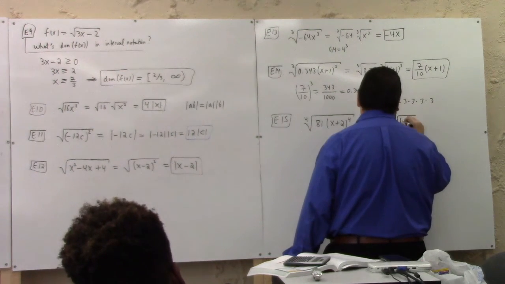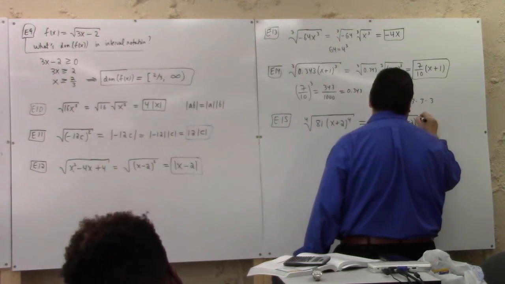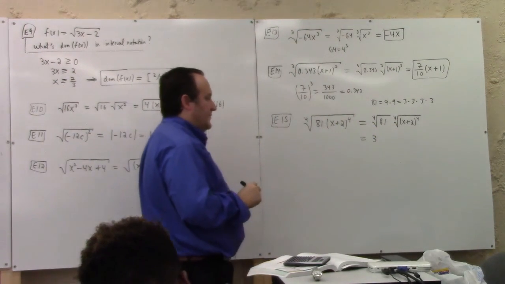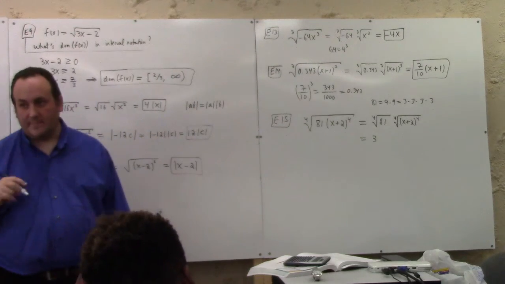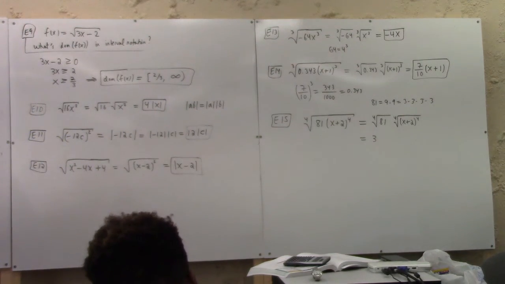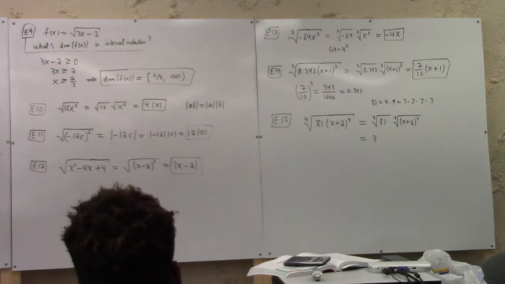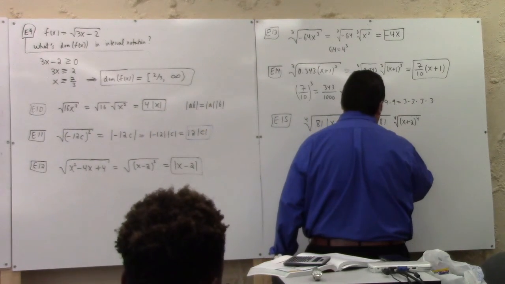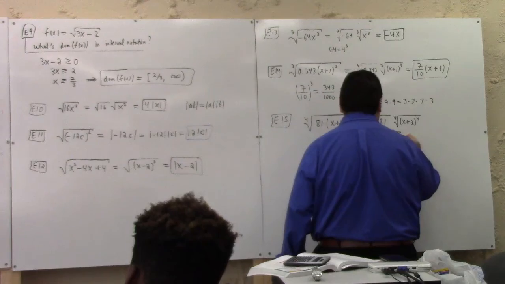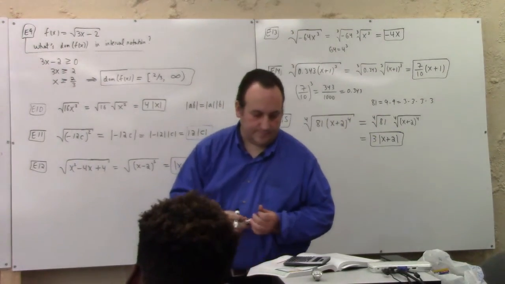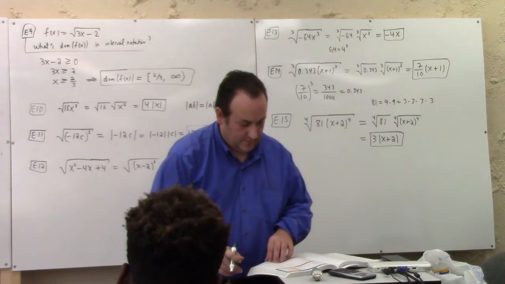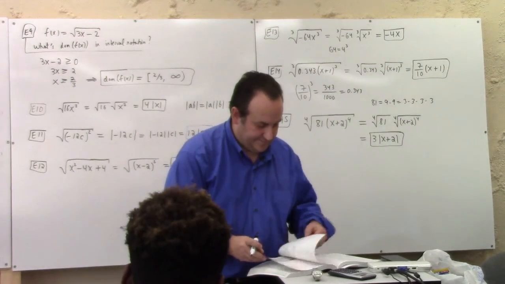But how does the fourth root of x plus 2 to the fourth power simplify? 3 times what? Is it x plus 2? No, this is an even power, so we have to do absolute value. So it's absolute value of x plus 2. All right, I've probably done too much in that section.